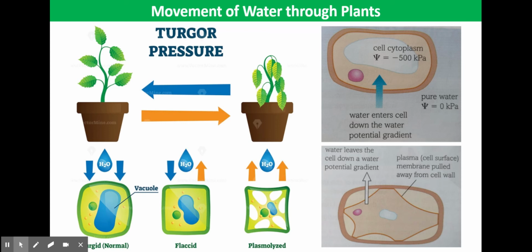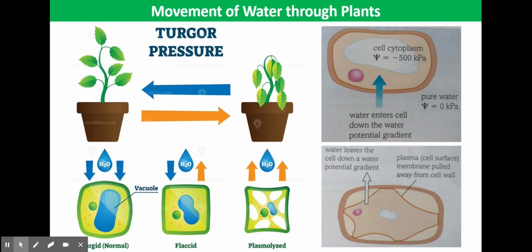Once the cell is full of water, it's described as being turgid. The water inside the cell starts to exert pressure on the cell wall, called the pressure potential. As the pressure potential builds up, it reduces the influx of water.